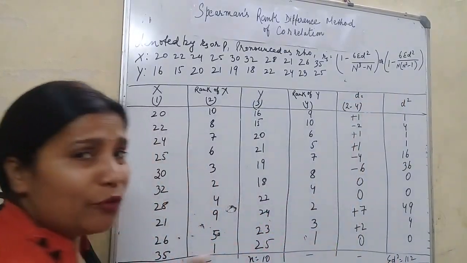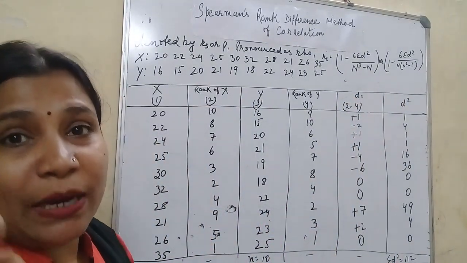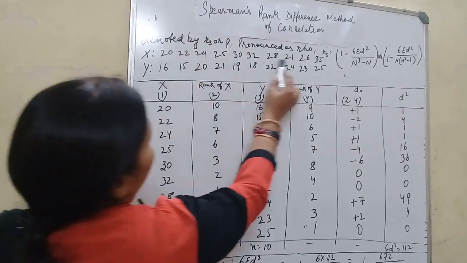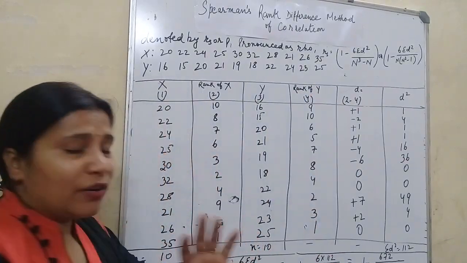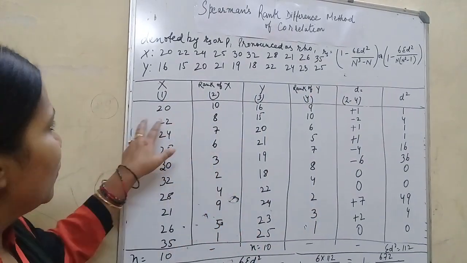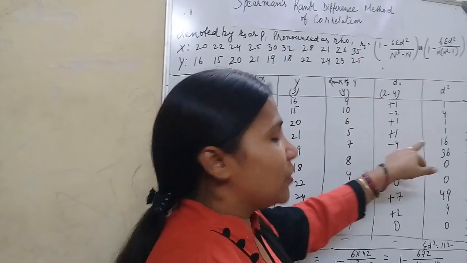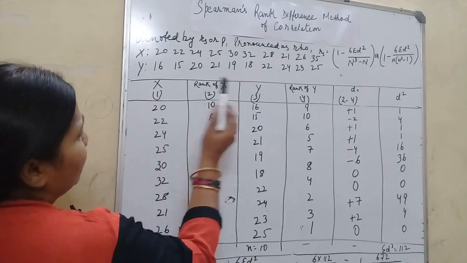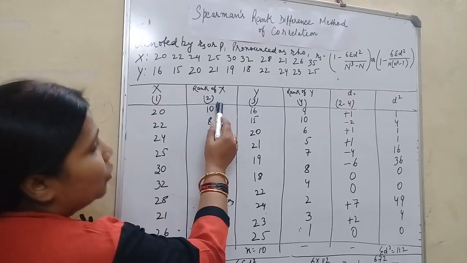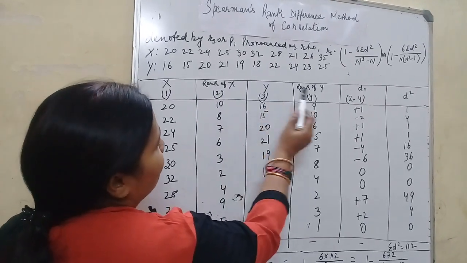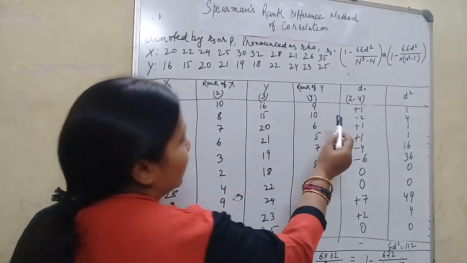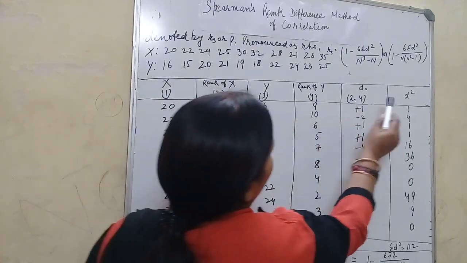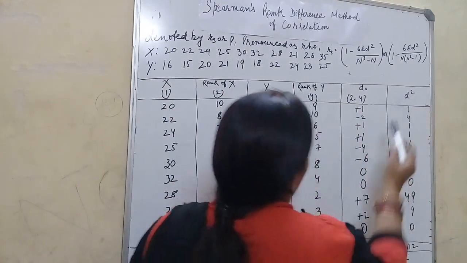Okay. Now we can take an example. There are two series, x and y. Here the digits are given. First you have to draw 6 columns: 1, 2, 3, 4, 5, 6. Then you write x in column 1, rank of x in column 2, y in column 3, rank of y in column 4, D (column 2 minus column 4) in column 5, and in the 6th column d square.